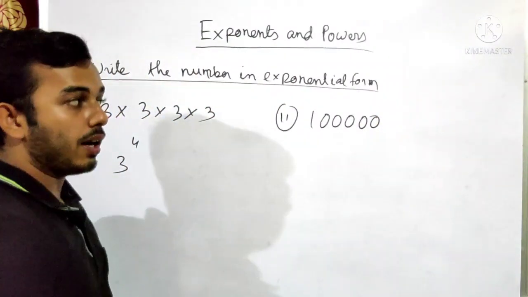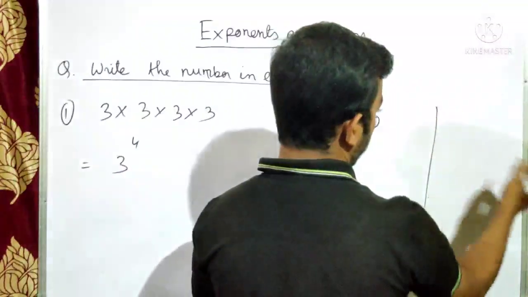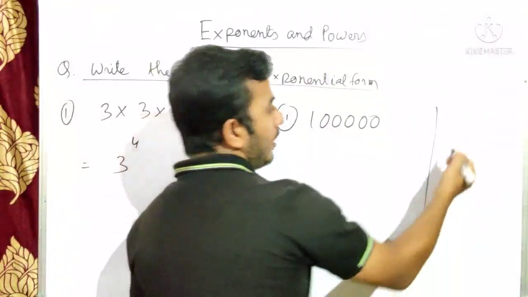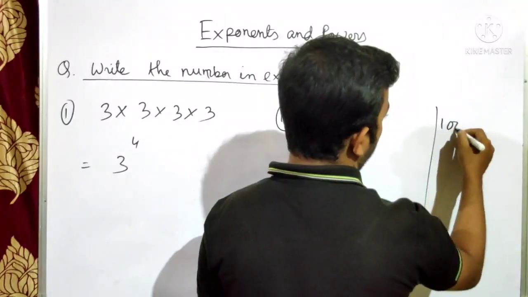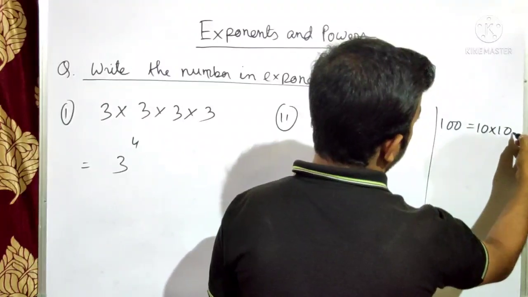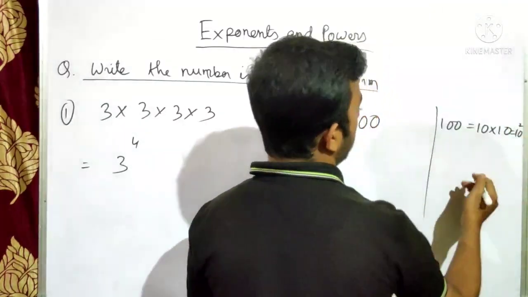Then the next one, 1, 2, 3, 4, 5, that is 1 lakh. How can this 1 lakh be written? Look, very easy trick, very short technique. No need to find out the factors of a large number. Look, 100 can be written as 10 into 10, isn't it? 10 into 10 is 100. So it can be written as 10 square, because 10 is multiplied 2 times.